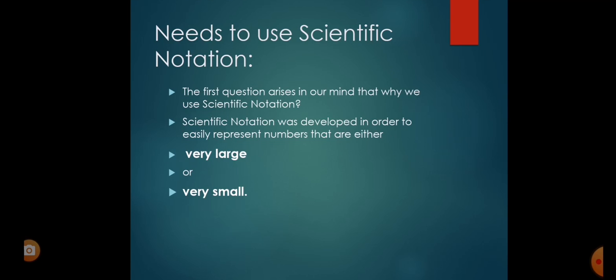Now the question arises in our mind why we need to use scientific notation, or how it is helpful for us in daily life. The answer is scientific notation was developed in order to easily represent numbers that are either very large or very small. So there are two conditions in which we can face such measurements, and this method is very helpful for us.